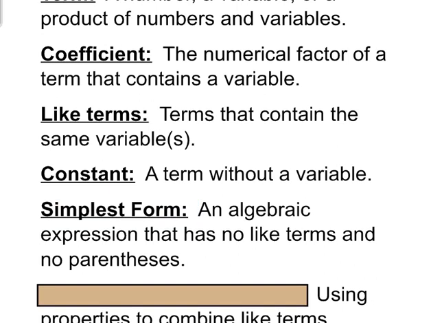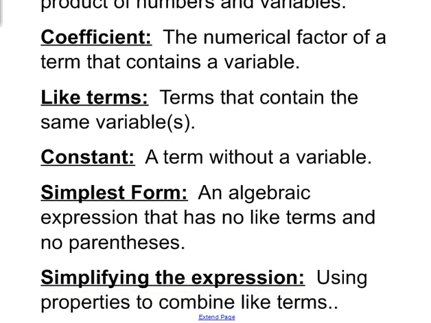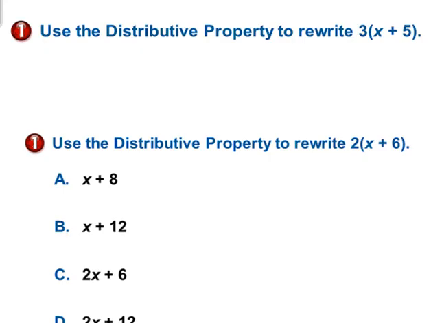Simplest form: an algebraic expression that has no like terms and no parentheses. And the last one, simplifying the expression: using properties to combine like terms. So it could be the distributive property like we're going to work with today. Well, let's jump in and do one.